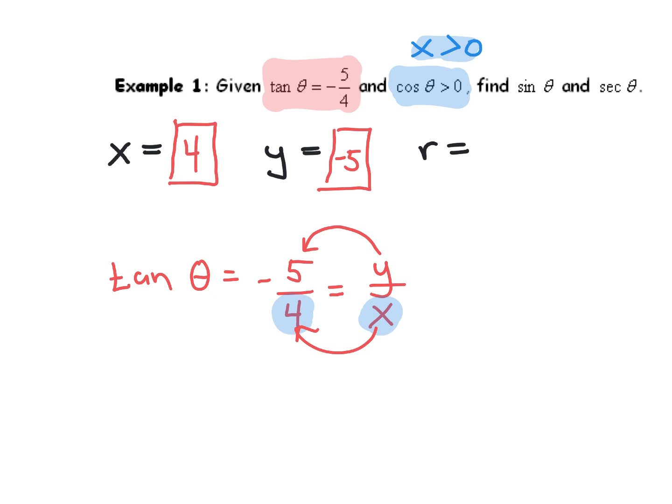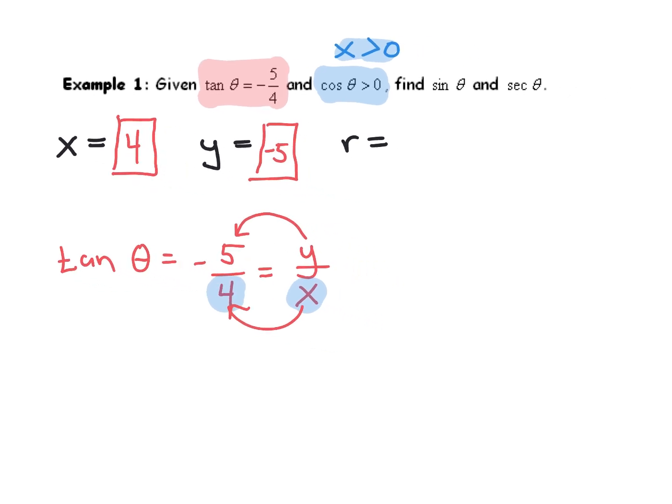Does anybody remember how we find r? Pythagorean theorem, yep. So we're going to do a little work off to the side here. We got to figure out what r is going to be. So to figure out what r is going to be, I'm going to do my Pythagorean theorem. So that's x squared plus y squared equals r squared. We figured out that x was 4. And we figured out that y was negative 5.